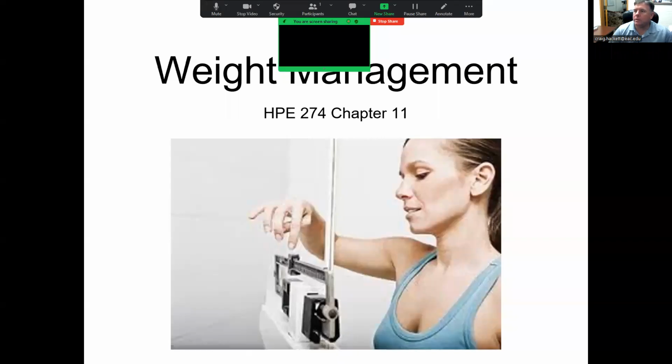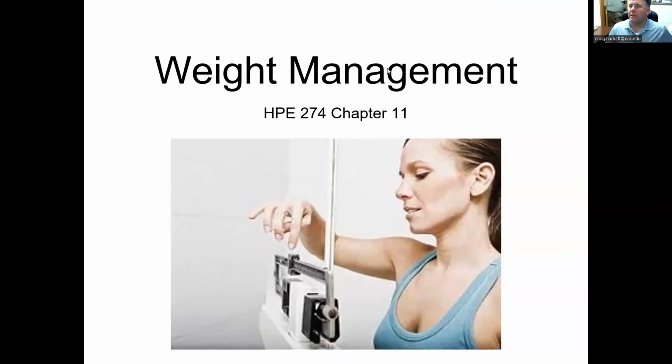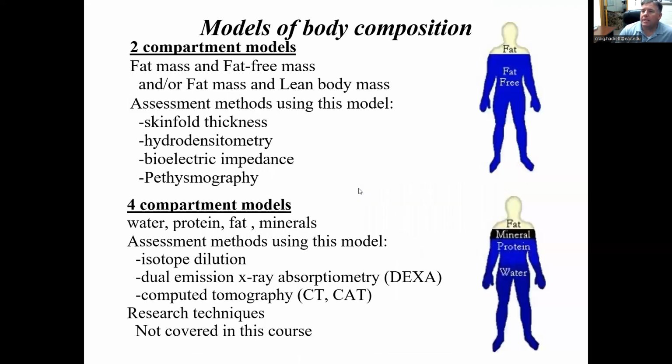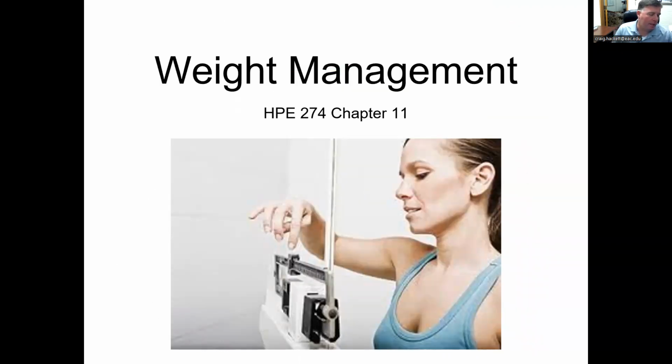And away we go. So, talk a little bit about weight management. This is chapter 11. What I want to cover here today is just some basic ways that we measure ourselves and our weight, and whether it's lean or fat mass. There's a couple of different ways that we can do this.